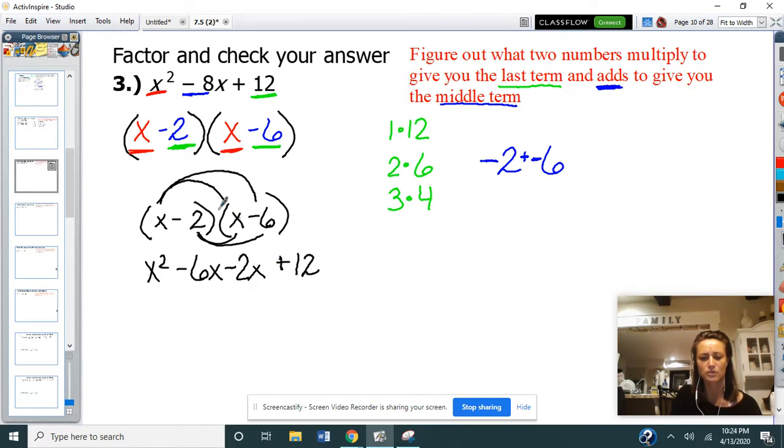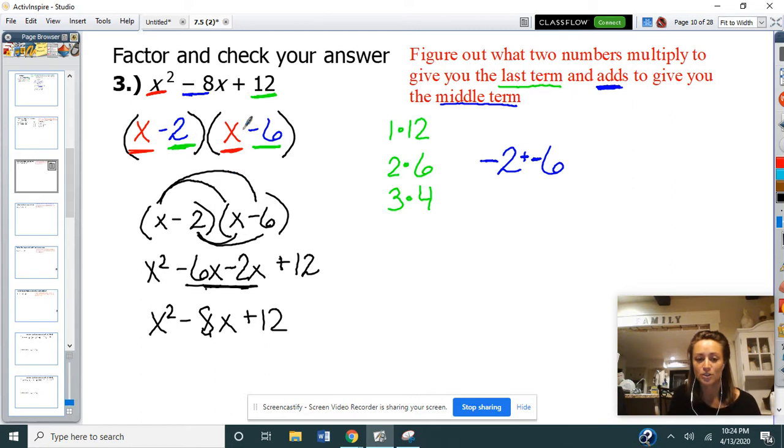I think I just said 12. 2 times 6 is 12. Then you combine the middle terms because they're like terms, and you get x squared. Negative 6 minus 2 is negative 8x plus 12. And this matches the original problem.